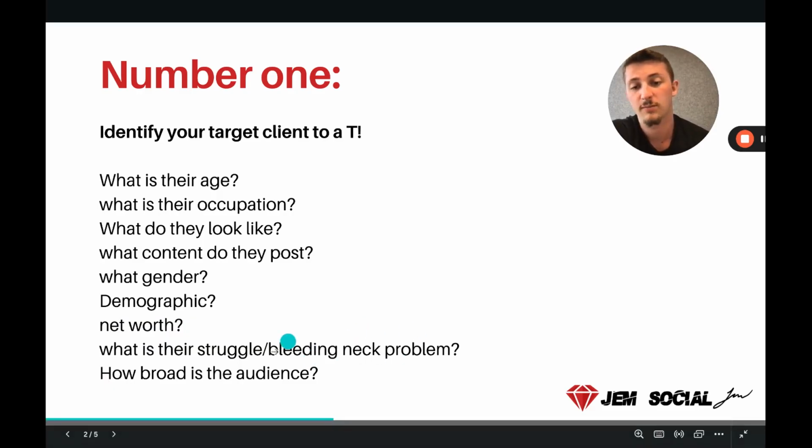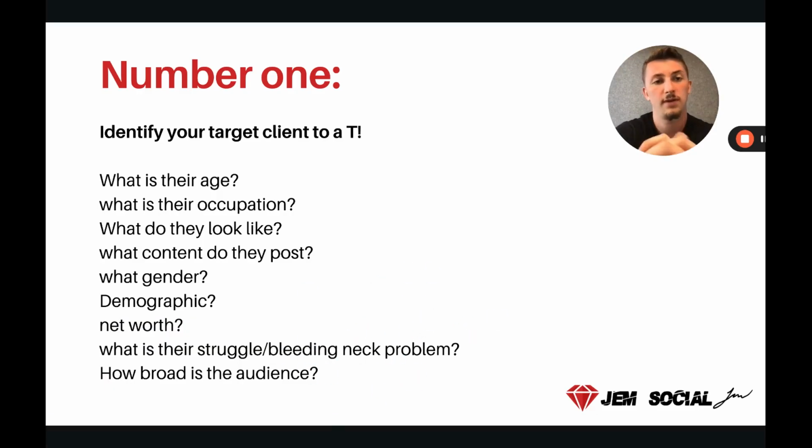So this is a super important thing: bleeding neck problem. Figure out what kind of client you want to work with, but also get very specific on what they're struggling with and how you can help. Bleeding neck problem is basically a metaphor. If you're bleeding out, or you have a bleeding neck, you need a solution ASAP. It is vital that you get a solution or you're going to die.